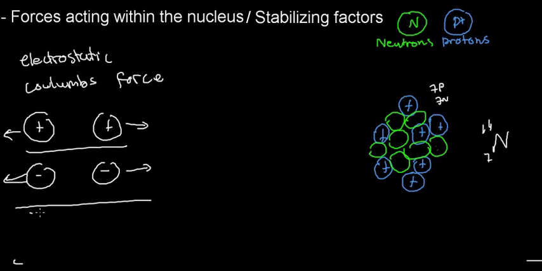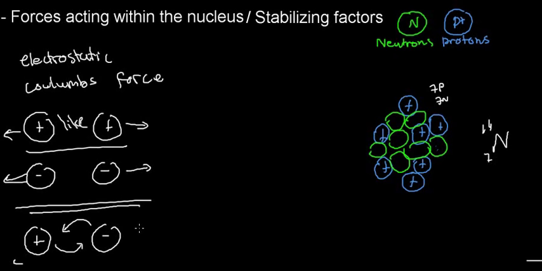On the other hand, if I have a situation where I have different type charges, or let's just say positive and negative, and this is really the only other scenario we have, these charges will attract. So like charges repel, and different charges attract. And how does this work in the nucleus?